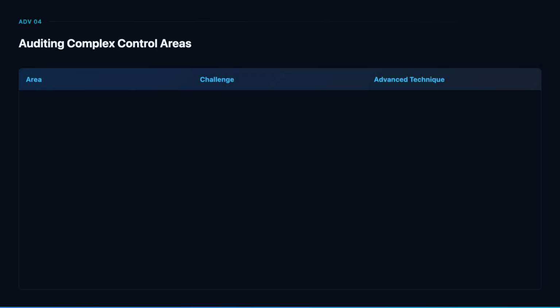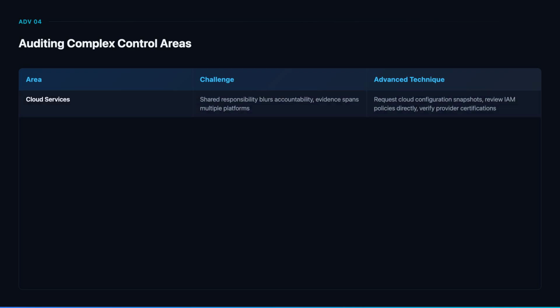Modern ISMS implementations include complex areas that require specialized audit techniques. Auditing cloud services requires understanding the shared responsibility model for each service. Request configuration snapshots from cloud management consoles. Review IAM policies and security group rules directly, and verify that the provider's own certifications cover the services being consumed. Do not accept a cloud provider's SOC2 report as evidence that the customer's configuration is secure.